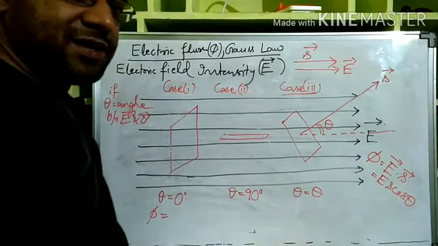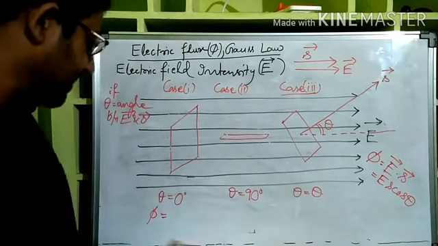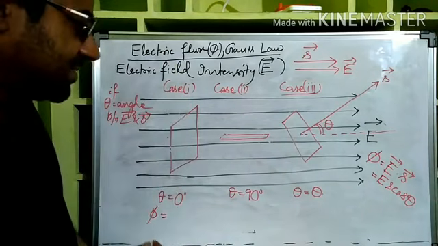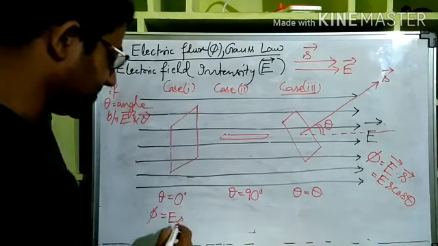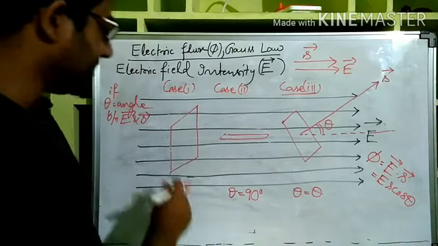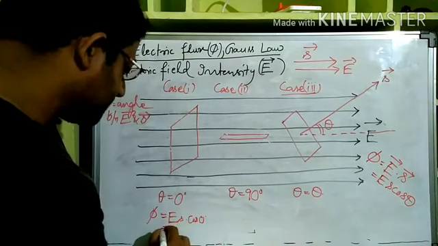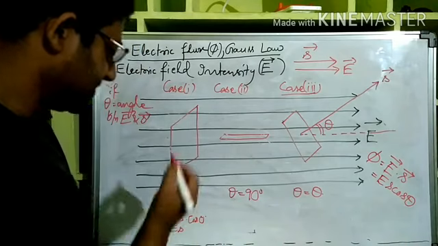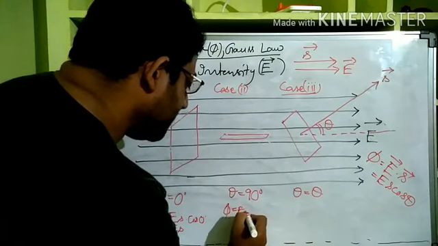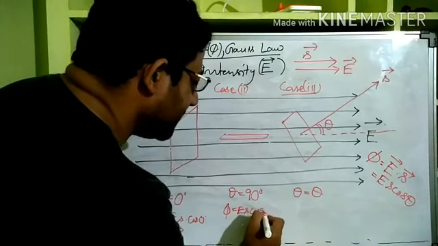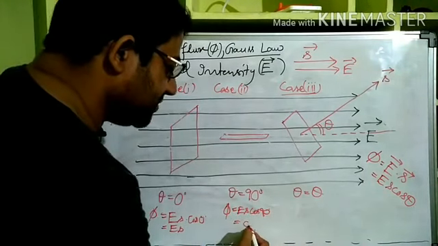You may not respond in a video lecture, but think simultaneously along with me. What is electric flux for the first case? ES cos theta, right? Whatever the direction or magnitude, into cos theta. What is theta here? Cos 0 degree. Cos 0 is equal to 1. So this is simply ES. Yes or no? And here, in the second case, phi is equal to ES cos 90 degree, and cos 90 is equal to 0. So phi is equal to 0.